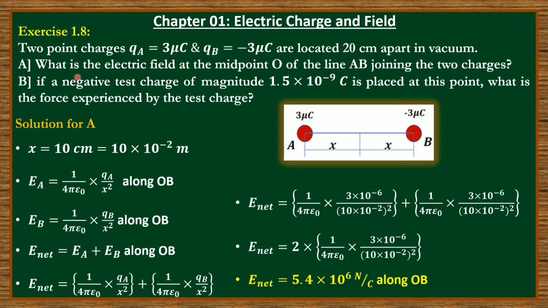In B, a negative test charge is placed here. Okay, so negative charge means overall electric field will be towards right. So this charge and this charge is negative charge, so this will be attracted. So its direction will be opposite to the charge. The force acting on that charge will be opposite. So in this direction it will act. We'll see that.